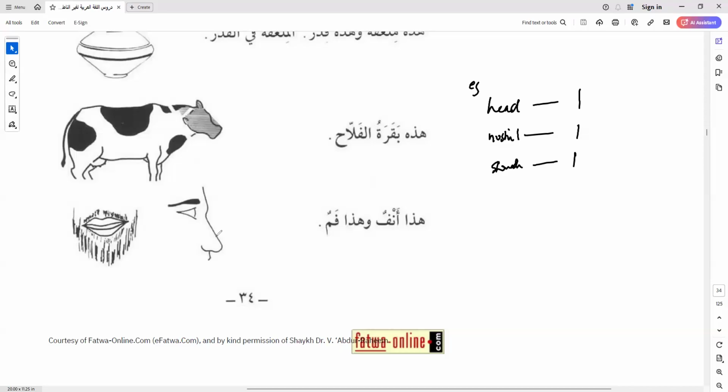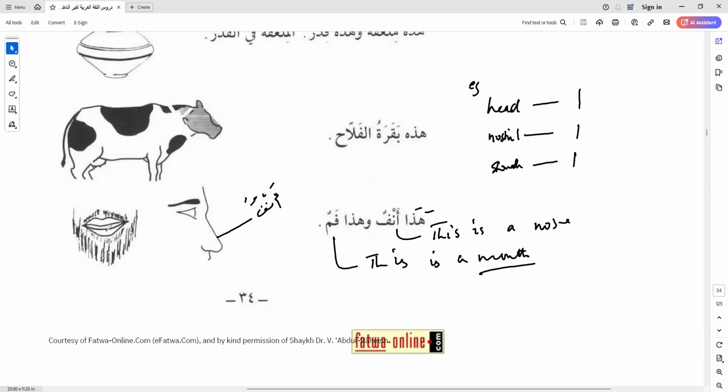Feminine. So as you can see, anf is your nose. Remember, we are not talking about your nostrils. We have two nostrils, but you have one anf. So we say هذا. This is a nose. هذا أنف. This is a nose. وهذا فم. فم is a mouth. This is a mouth, or this is the mouth.